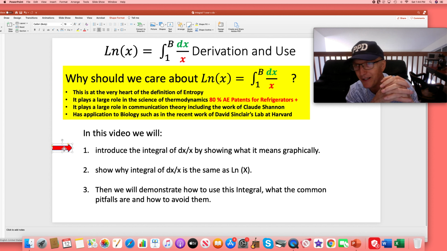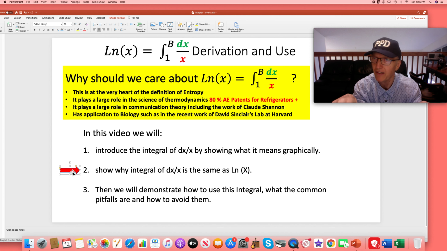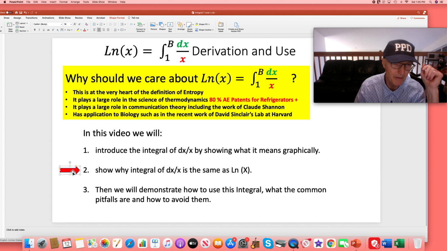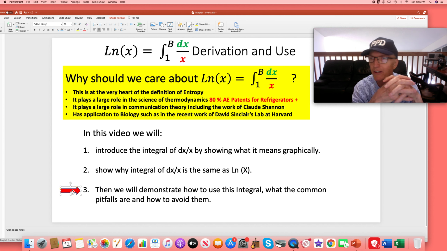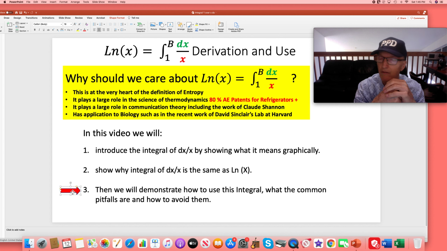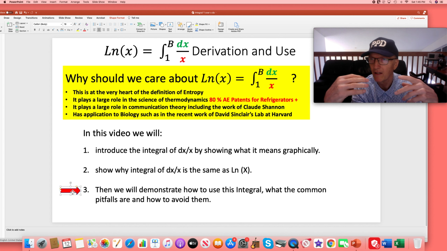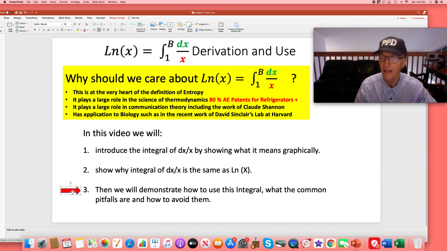Secondly, we'll show why the integral of dx over x is the same as ln x. So I'm going to make the integral expose what it is. I found this very, very interesting. I wasn't sure it would work, and when it did work so spectacularly, it made me very, very happy. I'm still happy about it. Lastly, we will demonstrate how to use this integral, what the common pitfalls are, and how to avoid them. Because if you don't know how to use it, the knowledge of the mathematics is not very helpful.